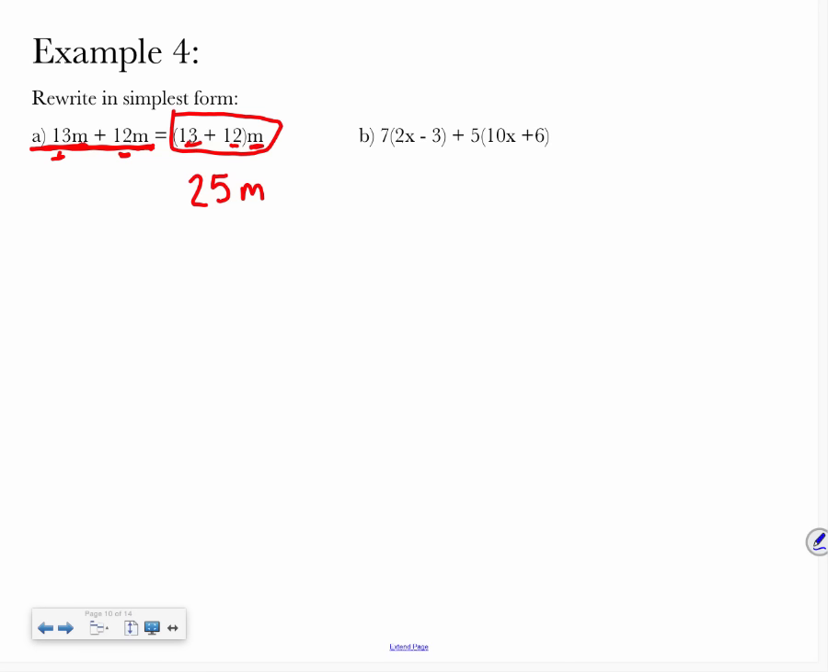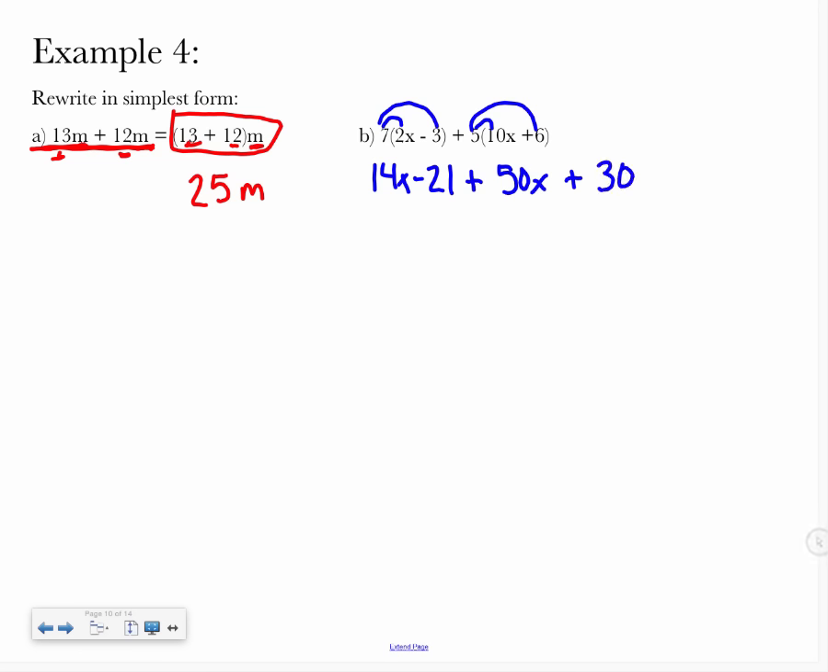Alright, and then let's look at our next one. We have 7 times the quantity of 2x minus 3. Remember, when I say quantity of, that means that it's inside parentheses, okay? So 7 times the quantity of 2x minus 3 plus 5 times the quantity of 10x plus 6. Okay, I'm going to do my little lines to remind myself I have to do both of those. 7 times 2x is 14x minus 21 plus, then we have a 5 times 10x, that's 50x. 5 times 6, that's going to be plus 30.